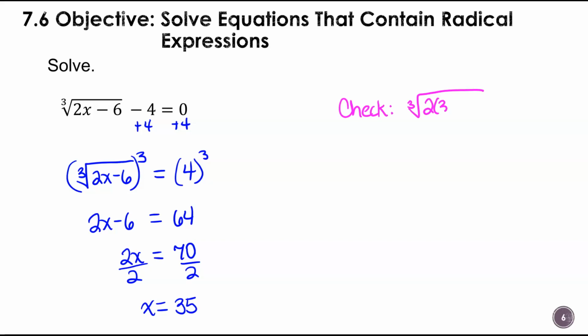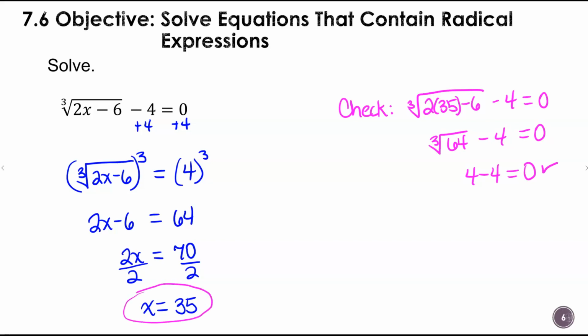So 2 times 35 minus 6 minus 4 equals 0. So 70 minus 6 is 64. The cube root of 64 is 4. So it checks. X equals 35 is a valid solution then.